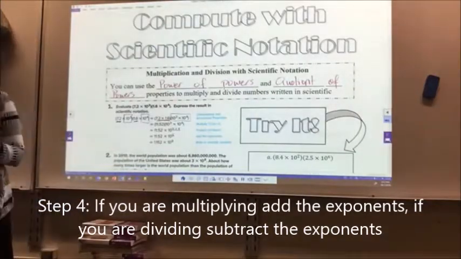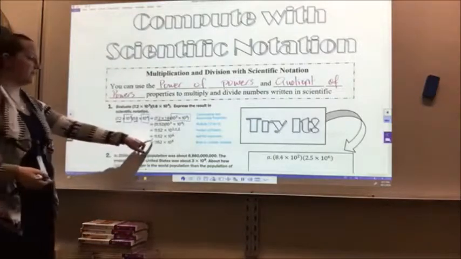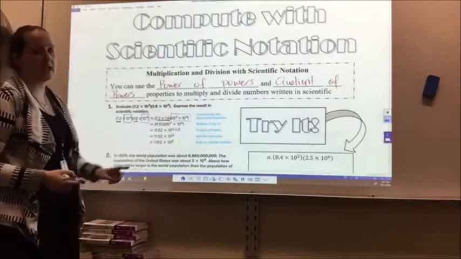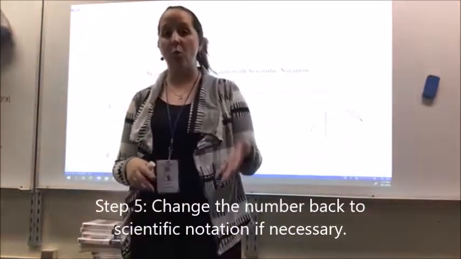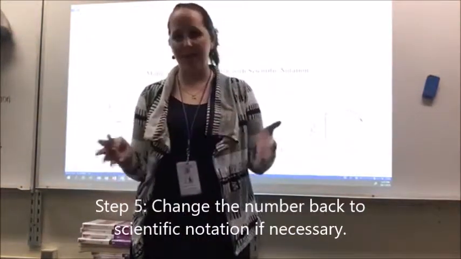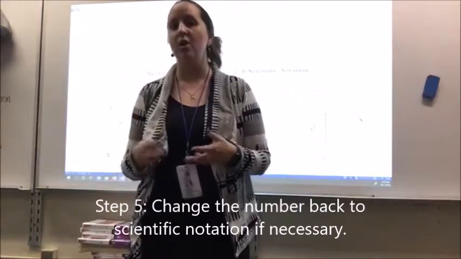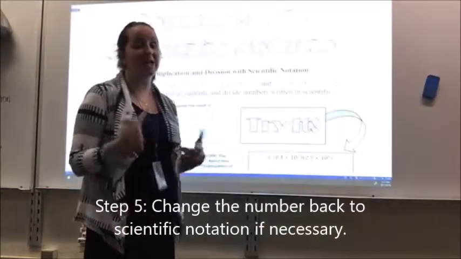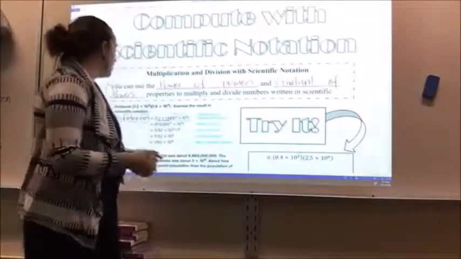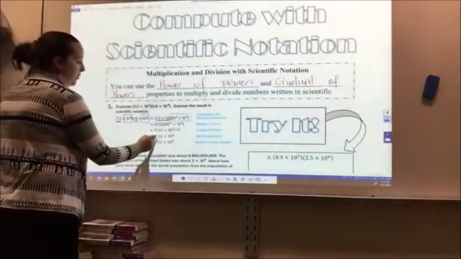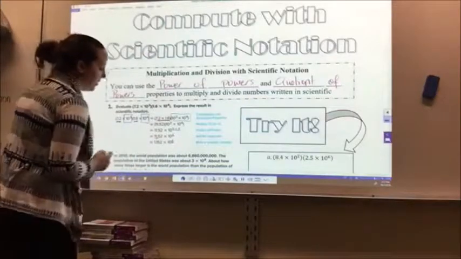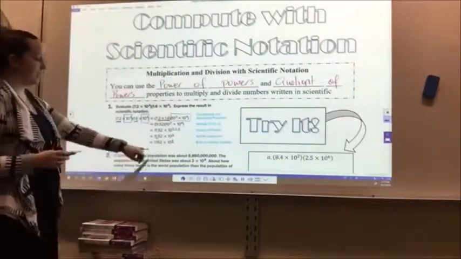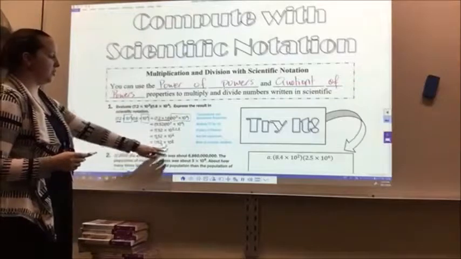Well, we know 11.52 is not in scientific notation. Remember, our scientific notation numbers have to be between 1 and 10. 11 is not between 1 and 10, it's greater than 10. So I need to change it into scientific notation, which means I need to move this decimal point over 1, which means I need to add 1 more to my exponent value. So my final answer is 1.152 times 10 to the 8th.